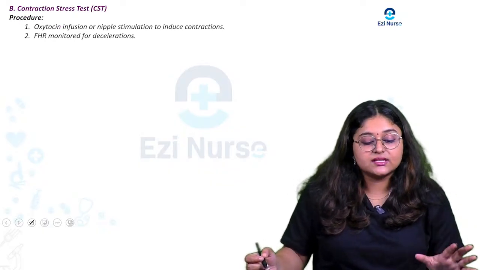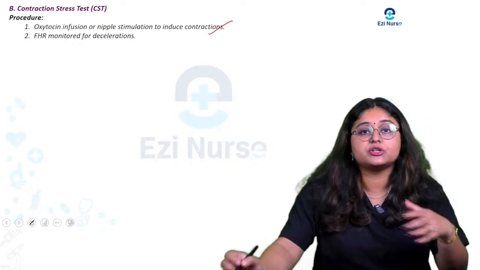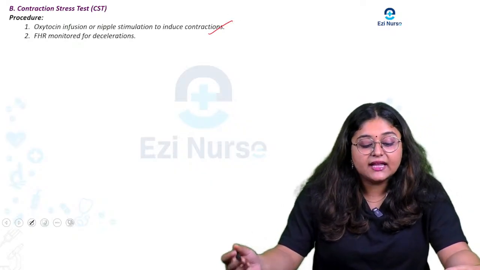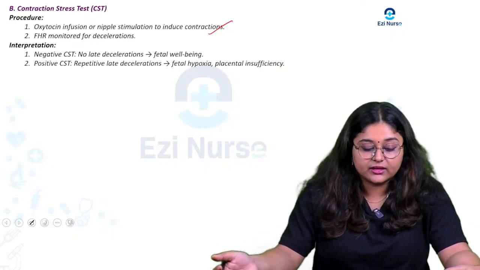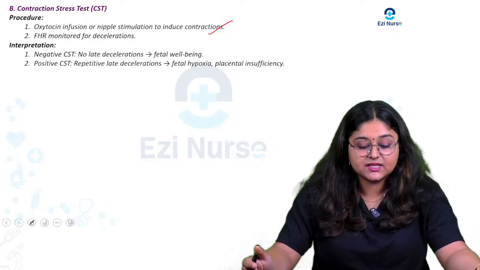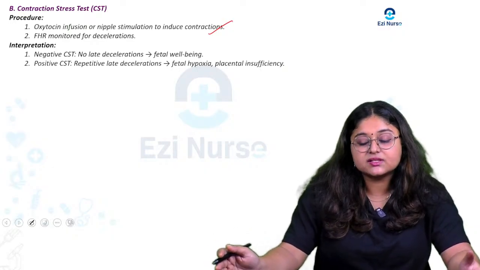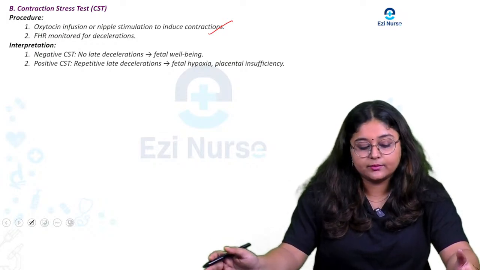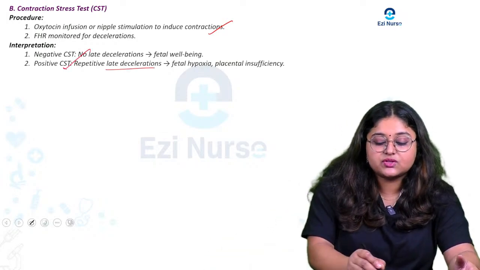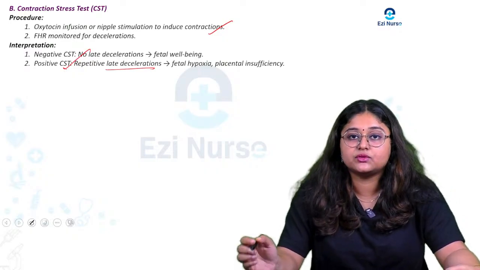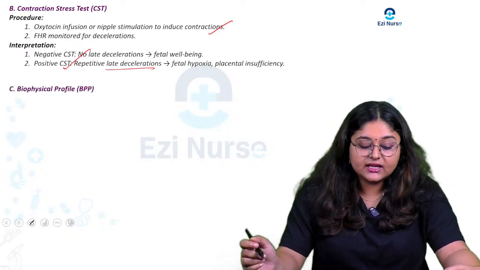Next is the contraction stress test. In this, oxytocin infusion or nipple stimulation is used to induce contractions, and then the FHR is monitored for any decelerations. So what is the interpretation? Negative CST indicates no late decelerations, which means fetal well-being. Positive CST shows repetitive late decelerations, which leads to fetal hypoxia or placental insufficiency.